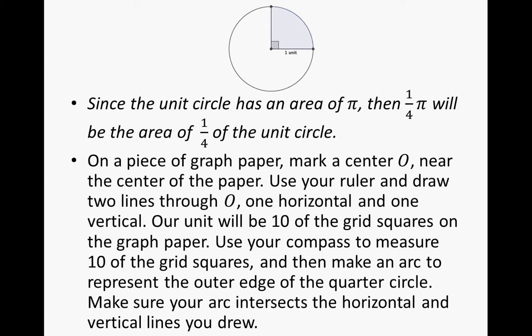So on a piece of paper, or a piece of graph paper, mark a center O near the center of the paper. Use your ruler and draw 2 lines through O, one horizontal and one vertical. Our unit will be 10 of the grid squares on the graph paper. You're going to use your compass to measure 10 of the grid squares and then make an arc to represent the outer edge of the quarter circle. Make sure your arc intersects the horizontal and vertical lines you drew.